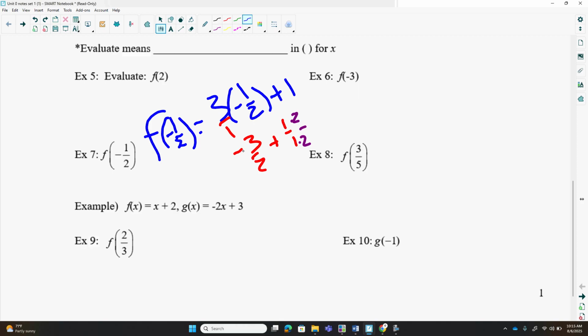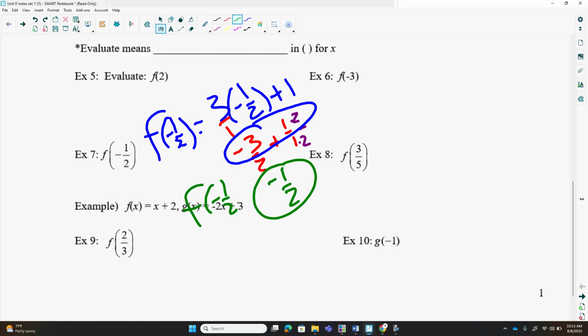-3 plus 2. I add those together, gives you what? -1. And the denominator stays the same. It's still halves. So the answer to this one, f of -1/2 is equal to -1/2. Yes. That point would look like this. (-1/2, -1/2) would be somewhere in here, because this would be at 1 right here and 1 right here. So it would just be a half.